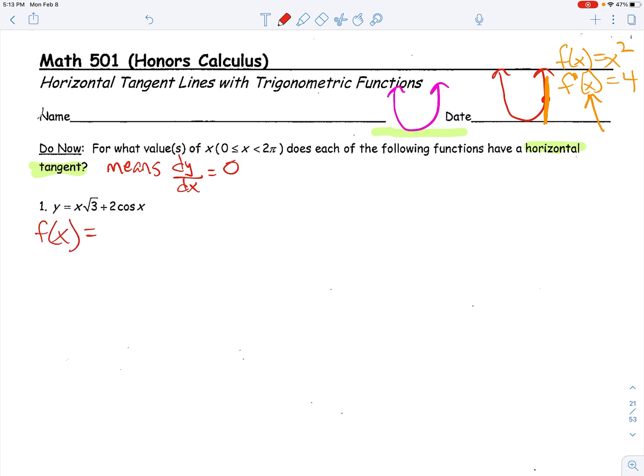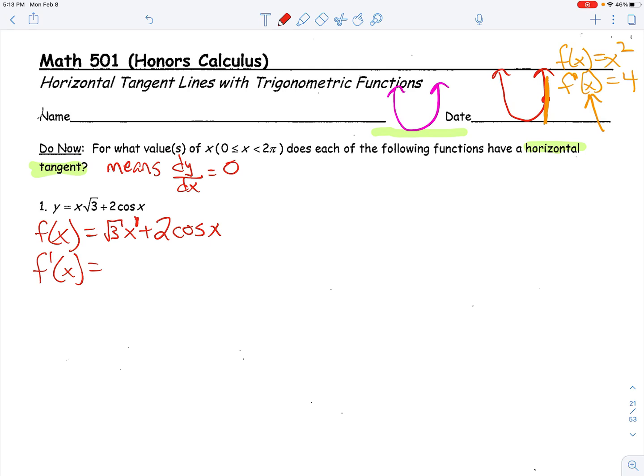So the function here is x radical 3 plus 2 cosine of x. Now, what you may want to do here is say f of x is equal to, because radical 3 is your coefficient there, you might want to write that as radical 3 times x plus 2 cosine x. It might help you in taking the derivative.